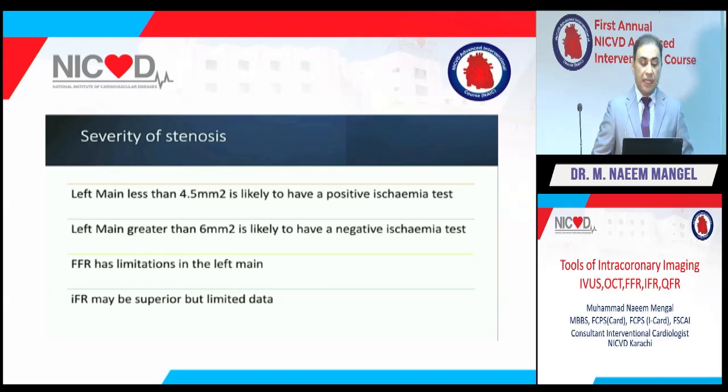But an important thing is that FFR results may have limitations in case of left main, because if there is an ostial or shaft lesion, fine, you can use FFR, but most of the time left main lesions involve the bifurcation, and there's also a lesion in the other branches like circumflex and LAD. So in this case, iFR will be superior.